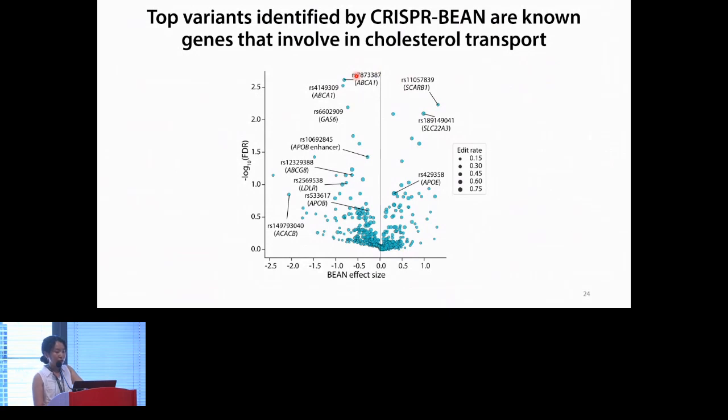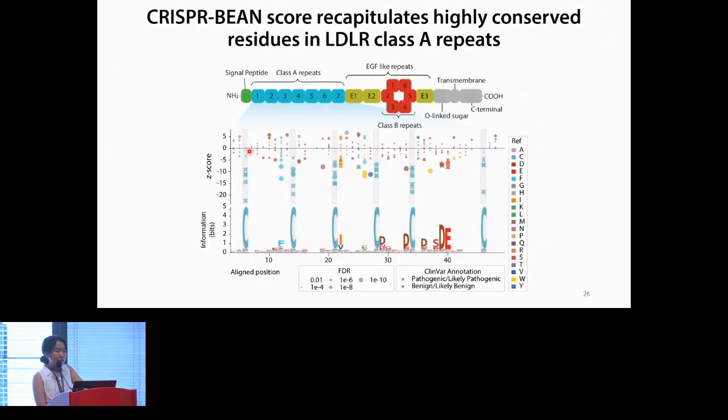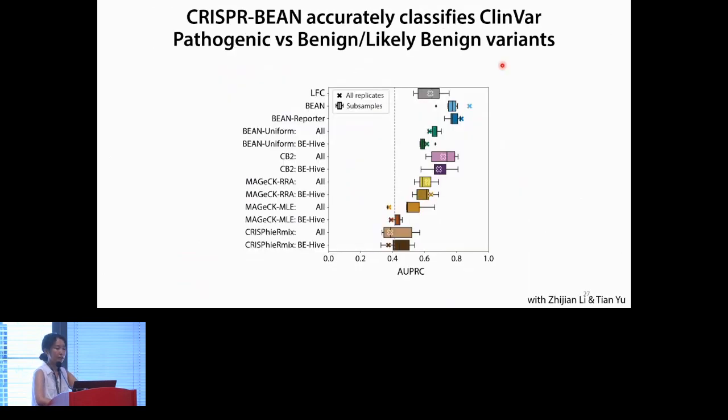I'll also go on and show briefly the LDL receptor coding sequence tiling result, where we tried to perturb all the missense variants that can be installed by A base editors. Here I'm overlaying the repeat domains and the scores from the method, and this aligns very well with the conservation score shown on the bottom. We also did a classification of ClinVar pathogenic variants versus benign variants, and again, our method is shown to have the best performance.